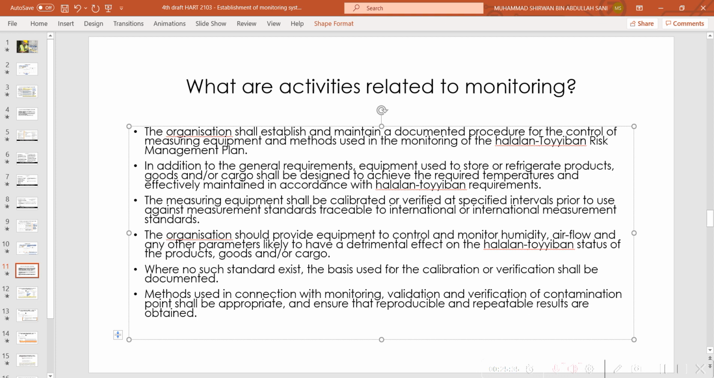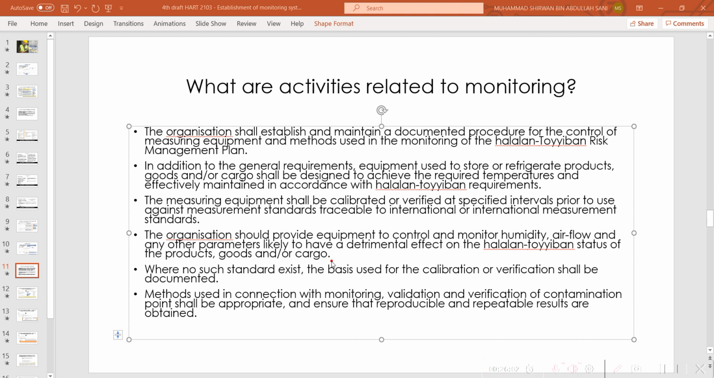Okay, so besides temperature, we can also have humidity and airflow monitoring, for example, and other activities. Besides that, for food production, for example, we also shall monitor pest control. Okay, the activities of controlling the pests to avoid any contamination from pests.